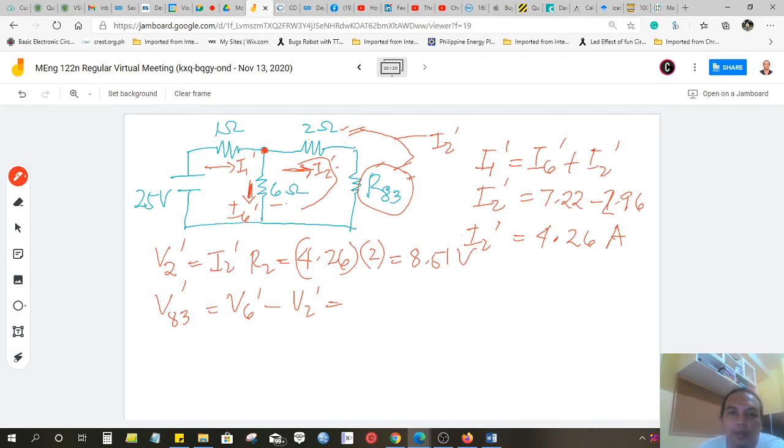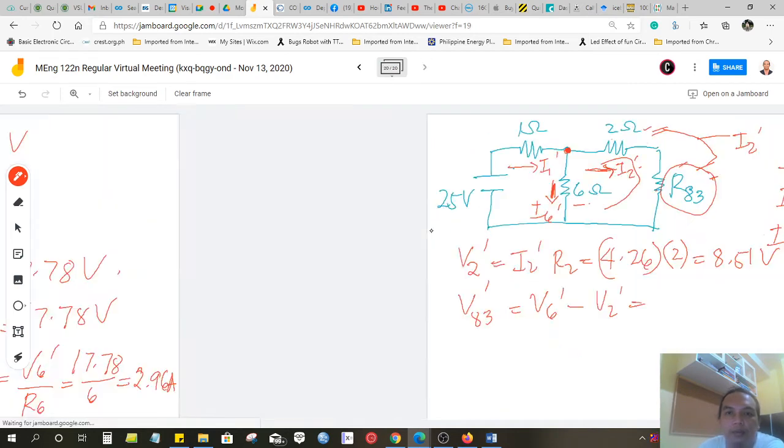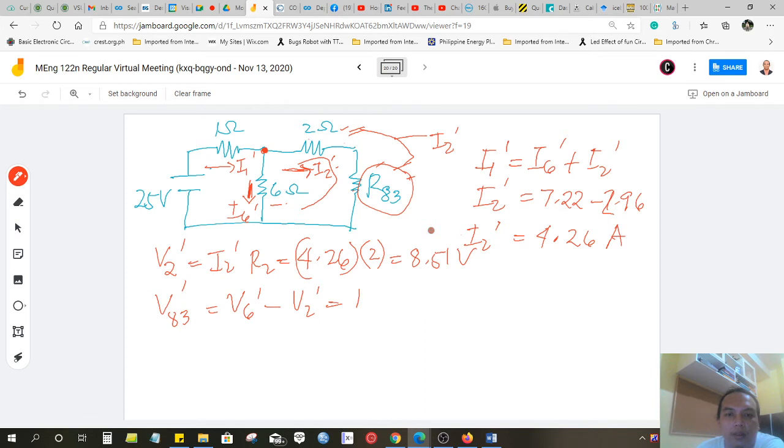So we have V6, what was V6? 17.78 minus 8.51 volts. This is equal to 17.78 minus, answer, 9.23 volts. Okay, so we have the answer.